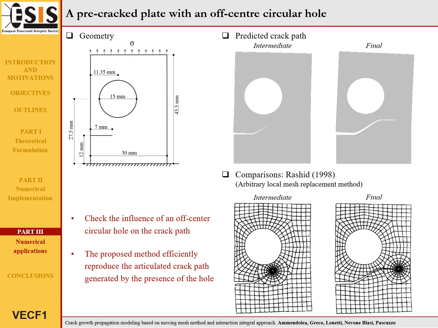The second application consists of a pre-cracked rectangular plate containing an off-center circular hole under normal traction along the top and bottom edges. Here, the main aim is to investigate the effect of the hole's presence on the crack path. This case was first analyzed in the seminal work of Rashid in 1998. Rashid investigated the crack growth by means of the arbitrary local mesh replacement method. Comparison results denote that the proposed method properly reproduced the result obtained by Rashid, thus highlighting high accuracy in predicting the effect of the hole's presence.